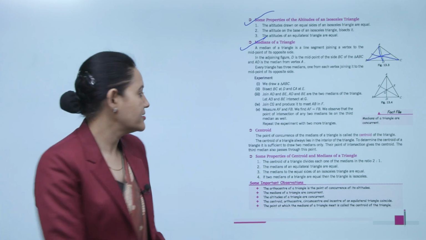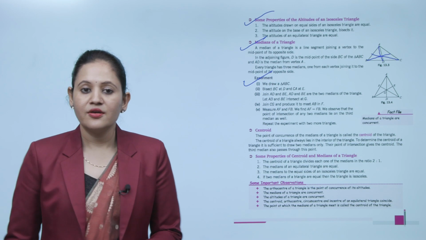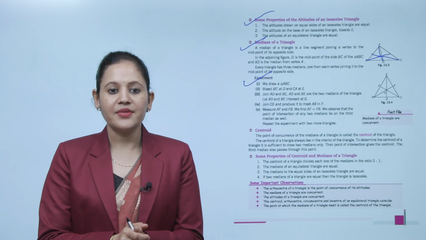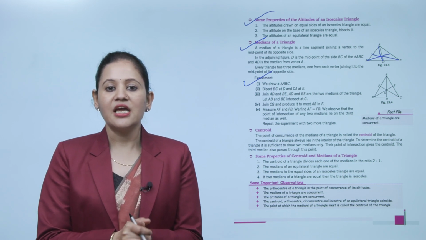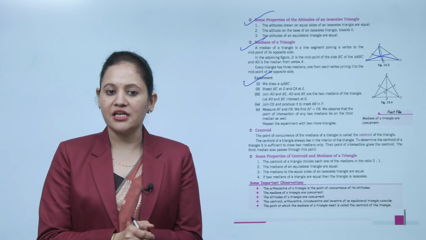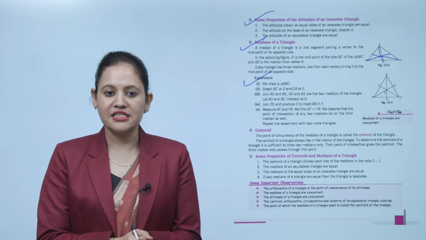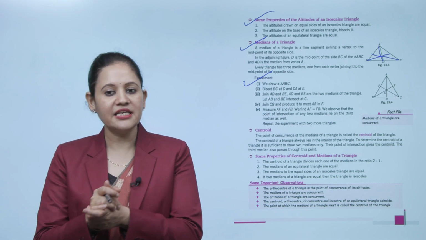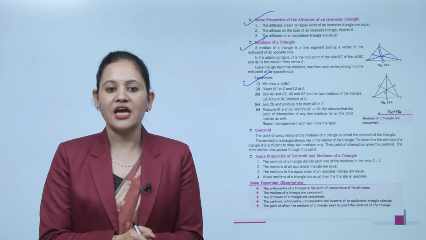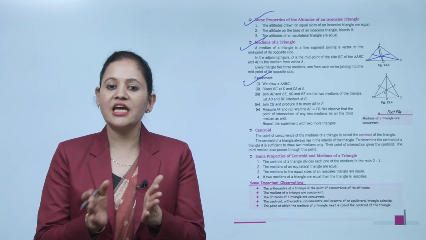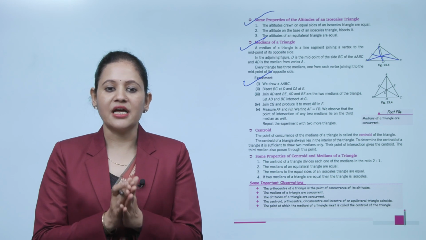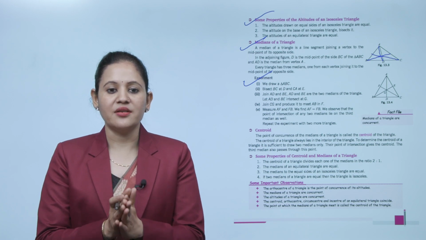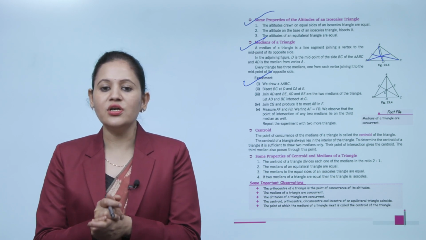Next is the experiment. We draw a triangle ABC, bisect BC at D and CA at E. Join AD and BE. AD and BE are two medians of the triangle. Let AD and BE intersect at G. Join CG and produce it to meet AB at F. Measure AF and FB. We find AF and FB are equal. Observe that the point of intersection of any two medians lies on the third median as well. Repeat the experiment with two more triangles.